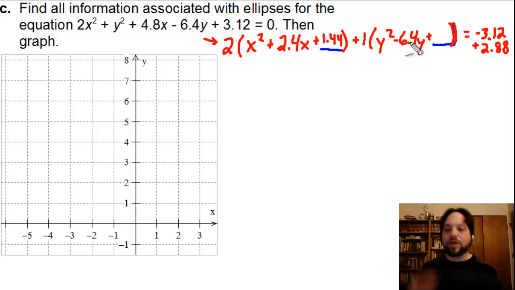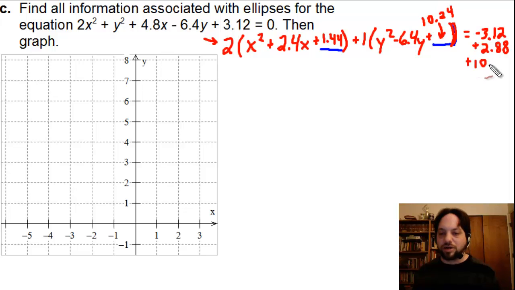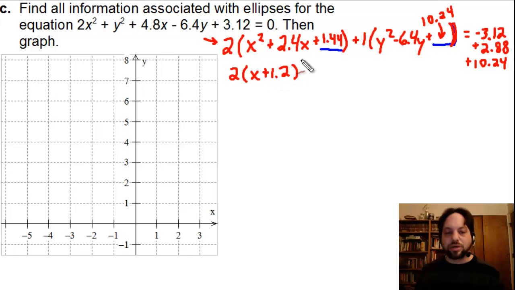Now, to complete this square, half of negative 6.4, that's negative 3.2. And then, of course, when we square 3.2, we'll get 10.24. That I'll fit right there. That time, there is only one of those, so I don't need to do anything tricky here. It's just going to be 10.24. So, when I work all this out, this is going to say 2 times the quantity x plus 1.2 squared.